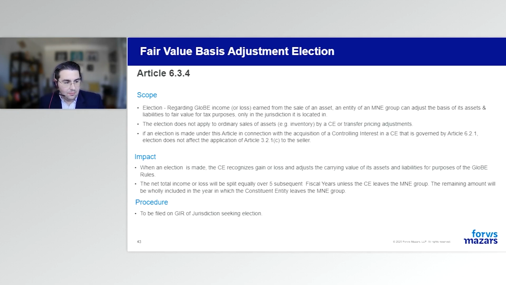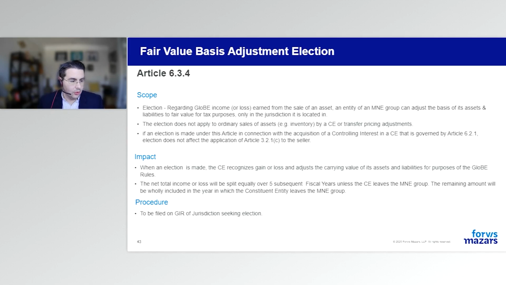And if an election is made in this article in connection with the acquisition of a controlling interest in a constituent entity that is governed by Article 6.2.1, the election does not affect the application of 3.2.1C to the seller. So 3.2.1C is basically the piece that says that you exclude equity gains or losses from your GLoBE calculation. So, what happens when you make the election? Well, when it's made, the constituent entity recognizes gain or loss and adjusts its carrying value of its assets and liabilities for purposes of the GLoBE rules to the fair value for tax purposes.